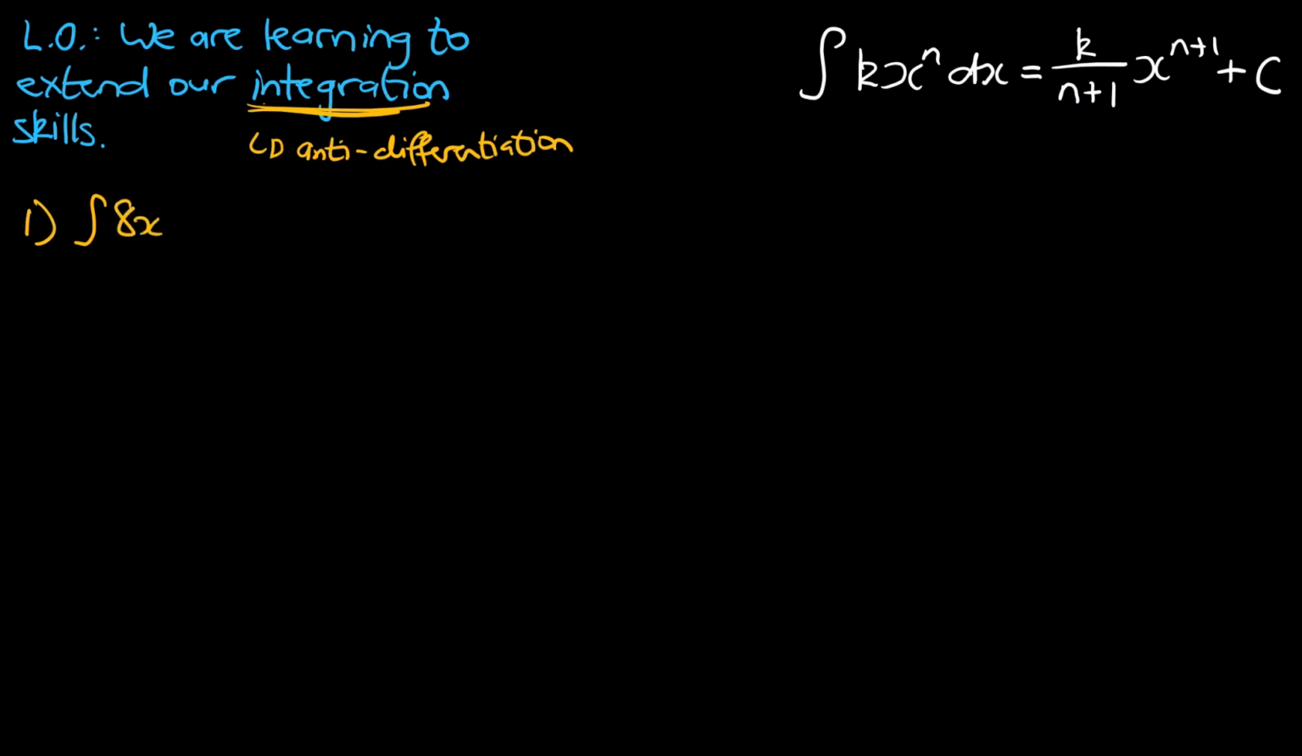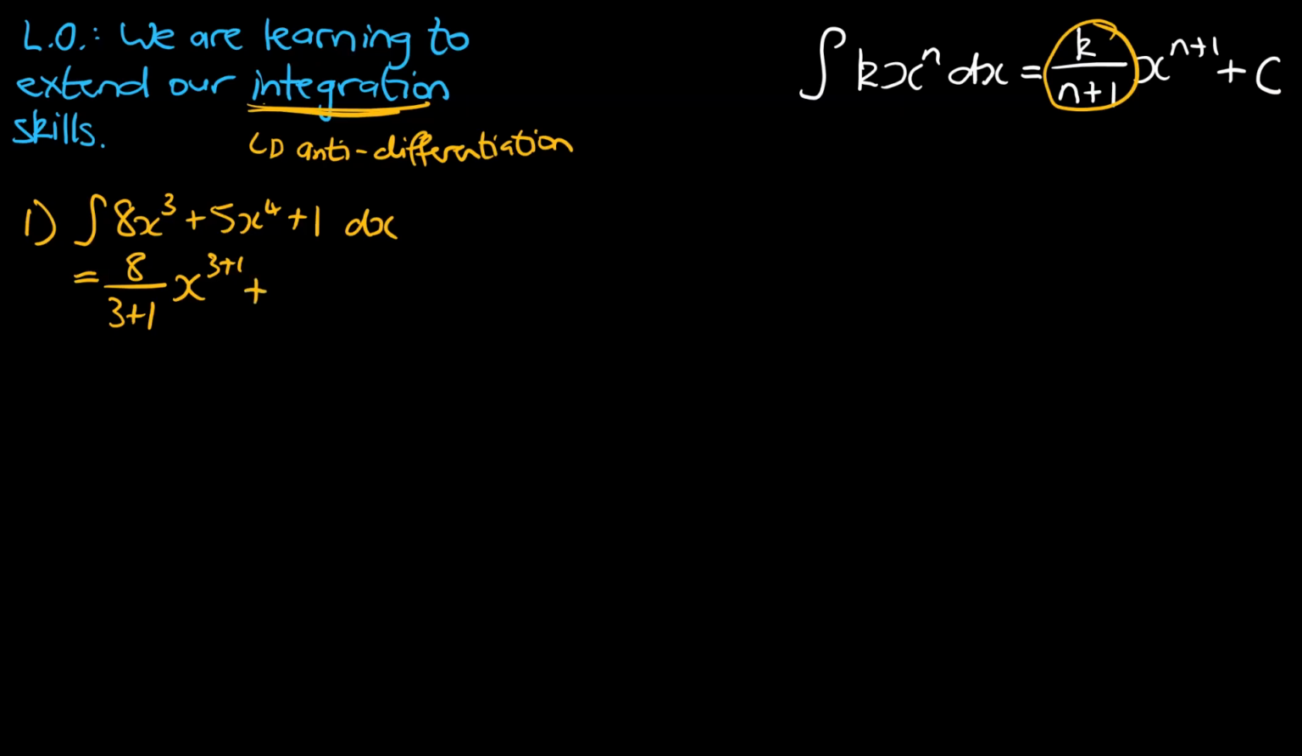So 8x cubed plus 5x to the power of 4 plus 1 dx. So first step is the circled bit in yellow just above, it's k divided by n plus 1, so that's going to be 8 divided by 3 plus 1. So that power, we're then going to add 1. We're then going to go x to the power of 3 plus 1, and that is the first component.